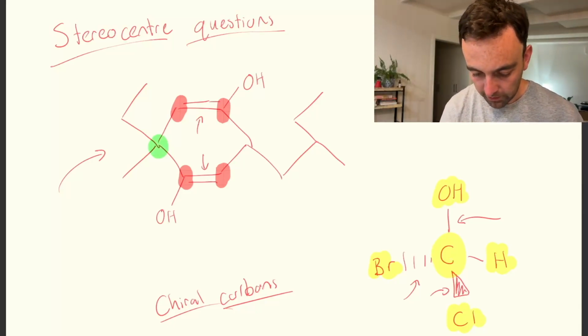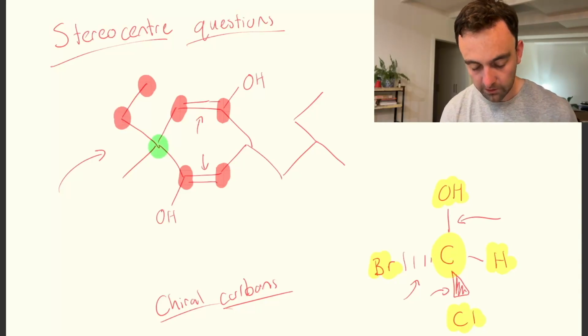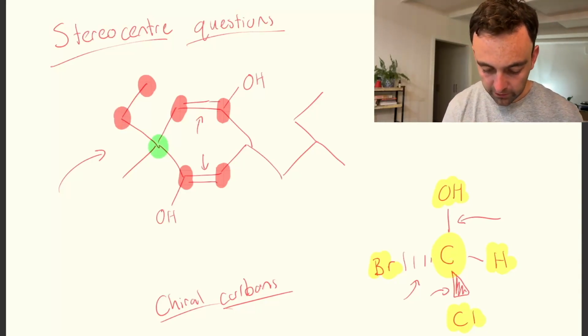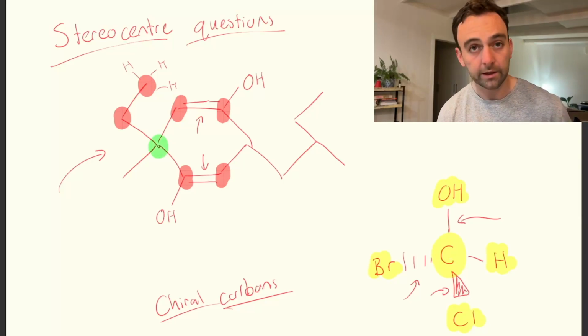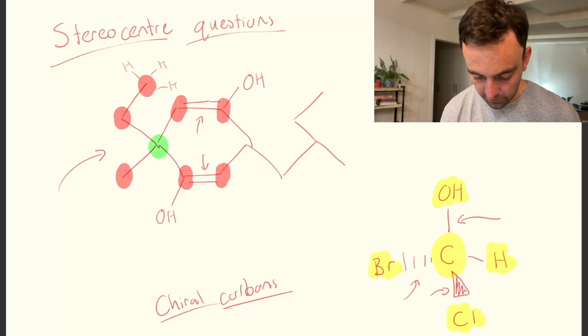As we keep going through, we can rule out a few more of these. That one and that one. Why can I rule those ones out? Because they don't have any other groups attached to them, which means there are some hydrogens attached here. So I know that they're not stereocenters either. Same with that one.